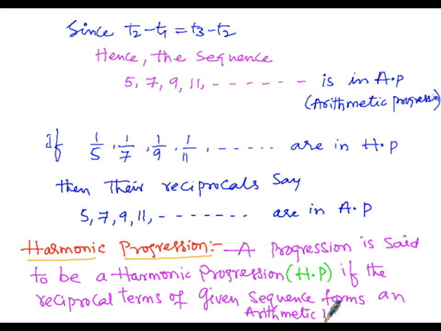Arithmetic progression is generally denoted by AP. So in this manner, if 5, 7, 9, 11 are in AP, arithmetic progression, then the reciprocals 1 by 5, 1 by 7, 1 by 9, 1 by 11 will be in HP, that is harmonic progression, and vice versa. If 1 by 5, 1 by 7, 1 by 9, 1 by 11 are in harmonic progression, then the reciprocals 5, 7, 9, 11 will be in arithmetic progression.